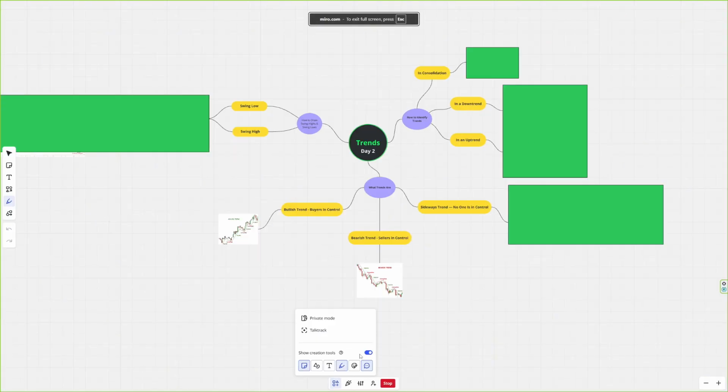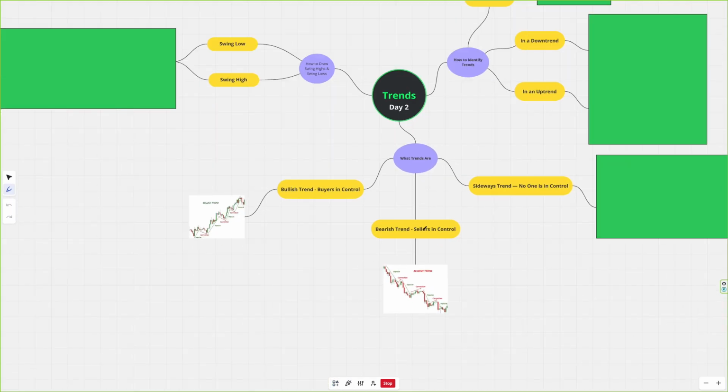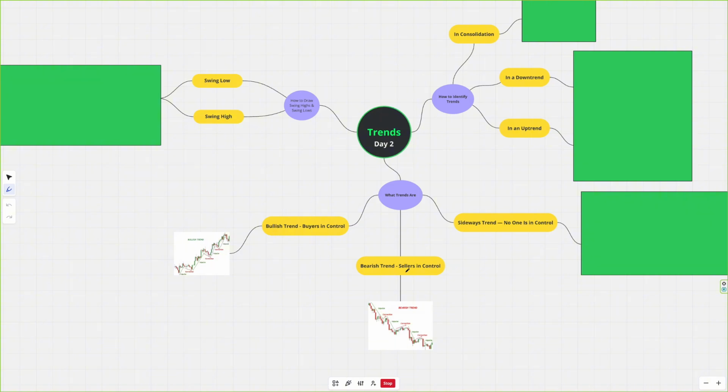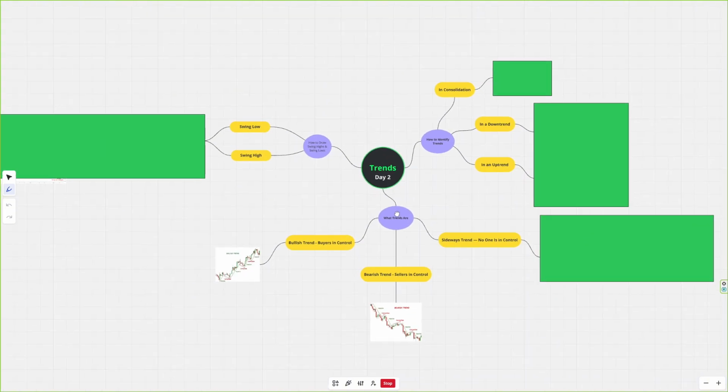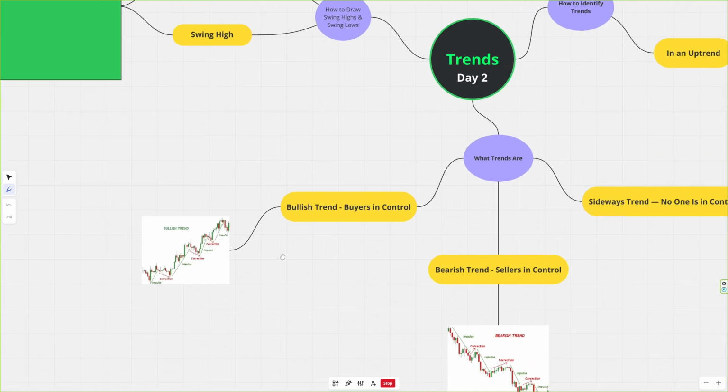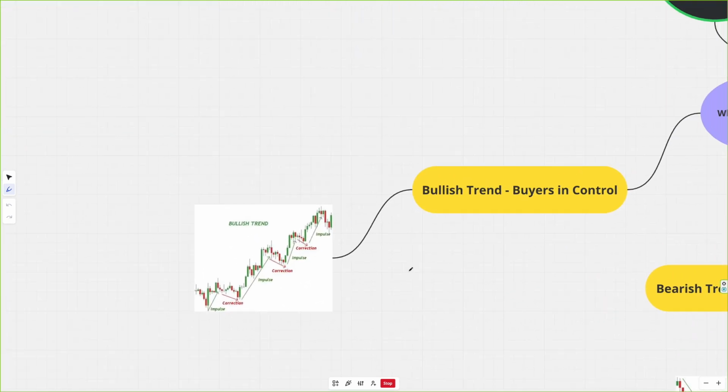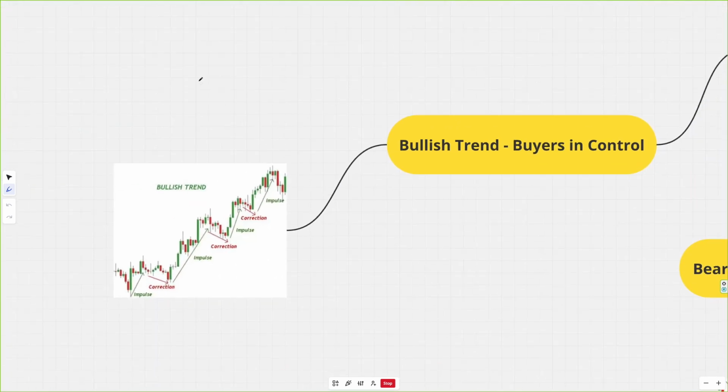Today we are talking about something every trader must understand, and that is trends. If you don't understand trends, you will always enter at the wrong time, get trapped, and lose money. So let's break it down in the simplest and most professional way. Trend shows you who is in control, buyers or sellers.